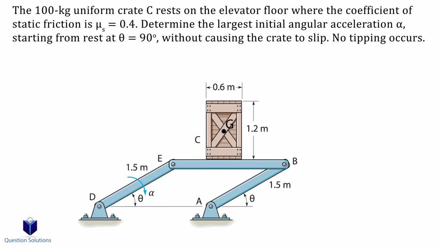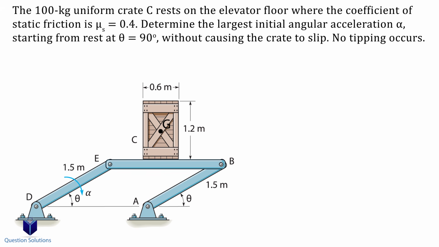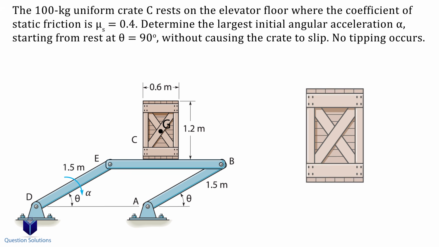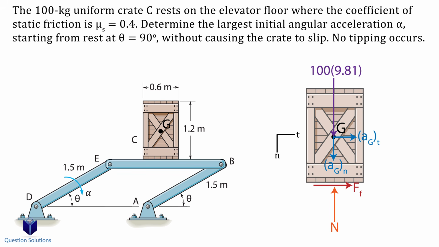So let's draw our free body diagram, but instead of using our normal x and y coordinate system, we will use the normal and tangential coordinate system. We have the weight, the frictional force, and the normal force. We will also draw the acceleration vectors. So the normal acceleration would be towards the center of the curve, and the tangential acceleration would be straight ahead.